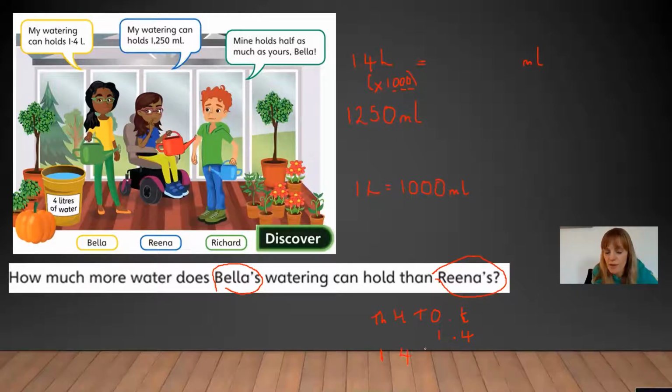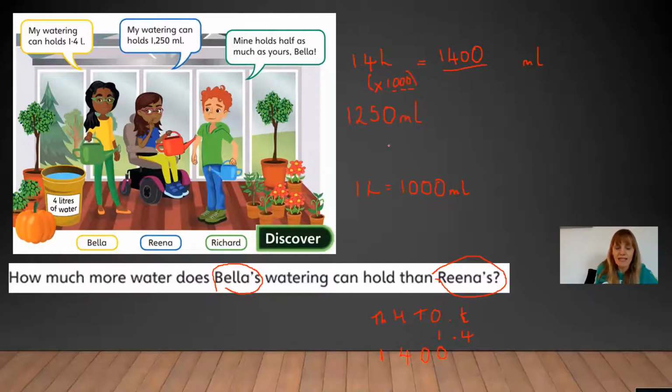And then remember, I've got 2 gaps. I've got a gap in the tens and I've got a gap in the ones. So I put a placeholder of a 0 in those spots. So I know that 1.4 litres is the same as 1,400 millilitres.